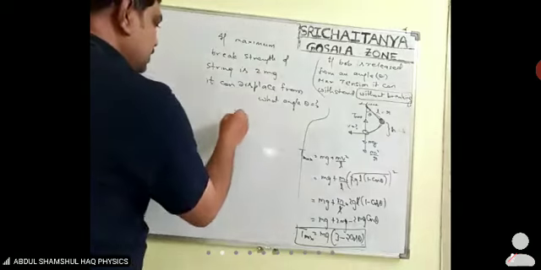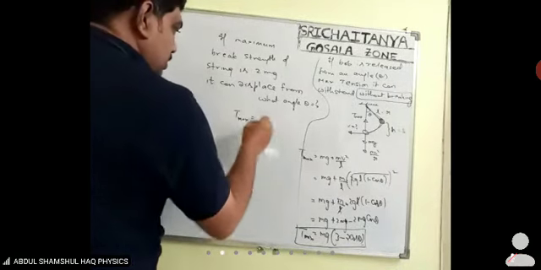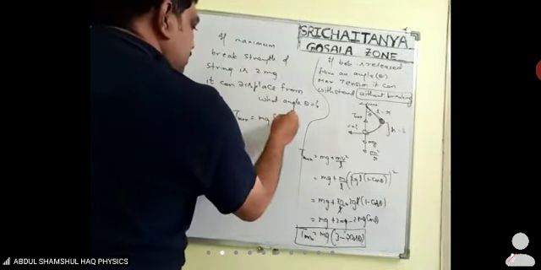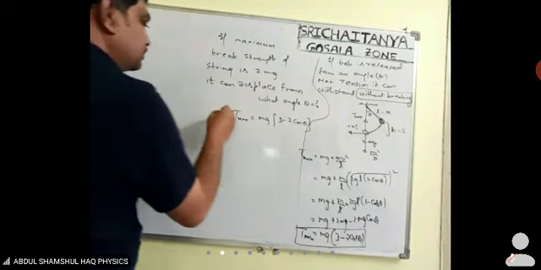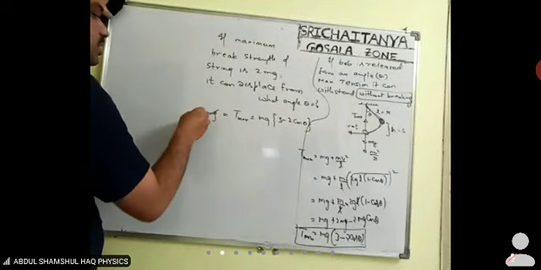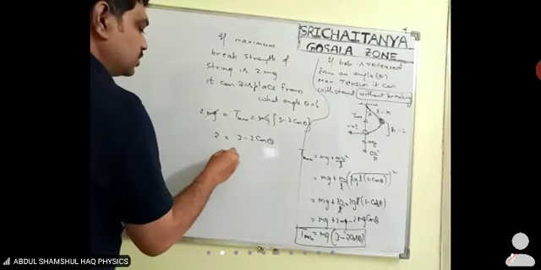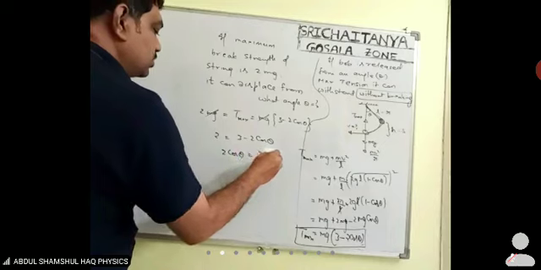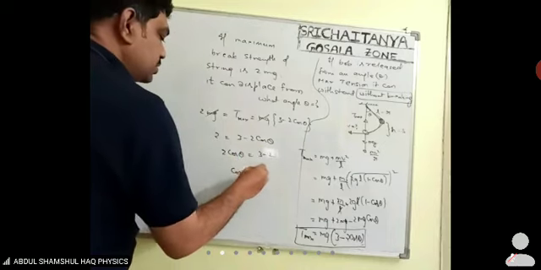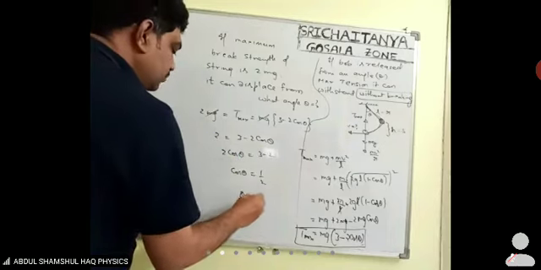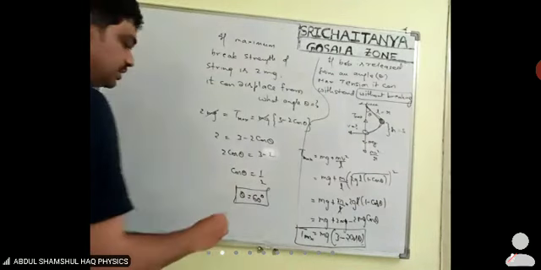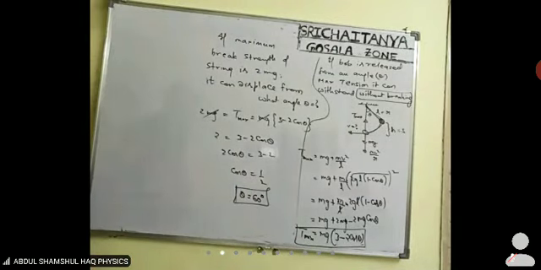Let us see, T maximum is mg of 3 minus 2 cos theta. This is 2 mg. mg gets cancelled. 2 equals 3 minus 2 cos theta. 2 cos theta equals 3 minus 2. Therefore cos theta is 1 by 2, so theta is equal to 60 degrees. Theta is 60 degrees. Understood? Right, this is one important point.